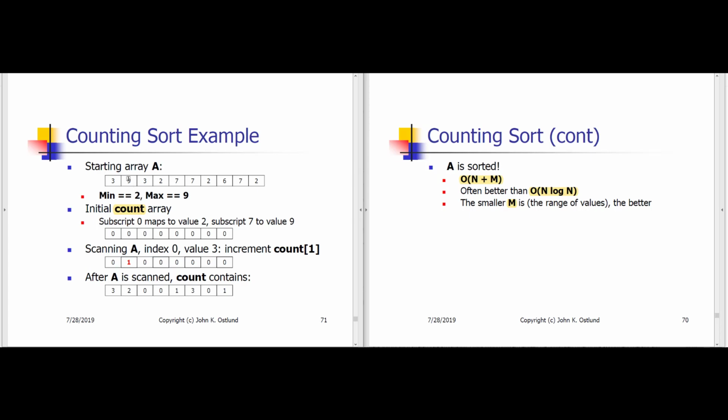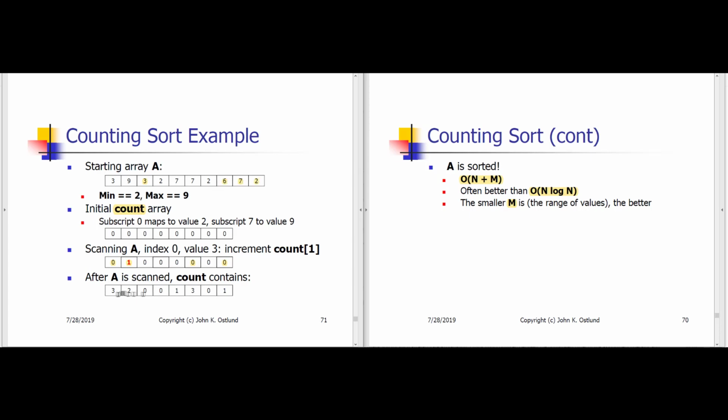Then we're going to count the fact that we've seen a 9, and so the final index over here is going to be incremented. Then we're going to see a second 3, so the index for 3 is going to be incremented to 2. Then we see a 2, 2 7s, and a 2. So the 2's counter is going to be incremented twice, and the 7's counter is going to be incremented twice. And then we'll increment the 6 counter, and the 7 counter, and the 2 counter.